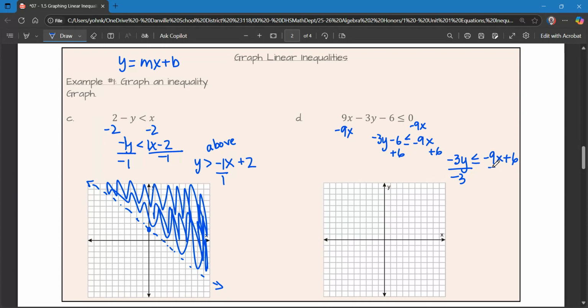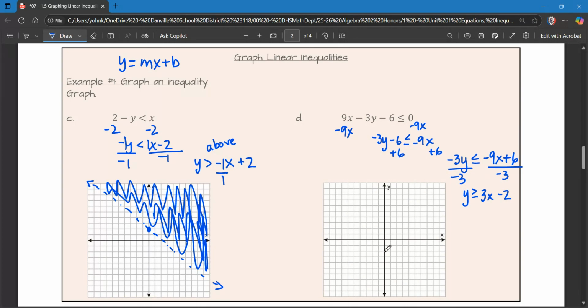Divide both sides by negative 3. We're dividing by a negative, so we flip the inequality. We have negative 9 divided by negative 3, that's a positive 3x. And then we have 6 divided by negative 3, that's a minus 2. So we need to graph y is greater than or equal to 3x minus 2.